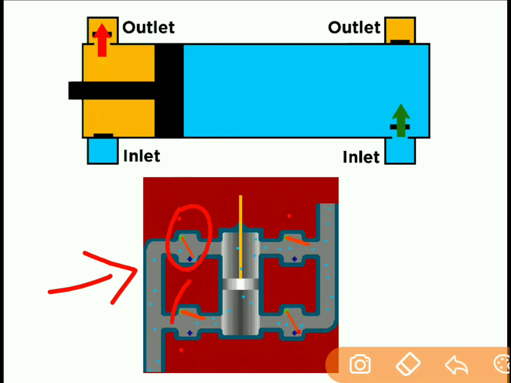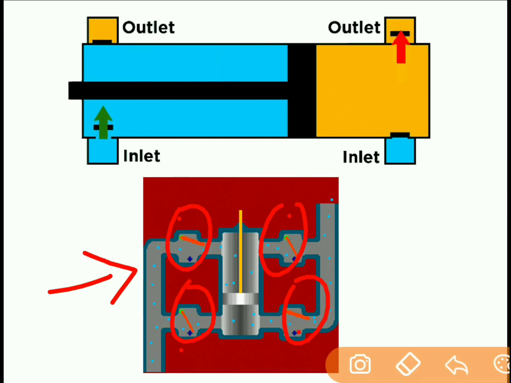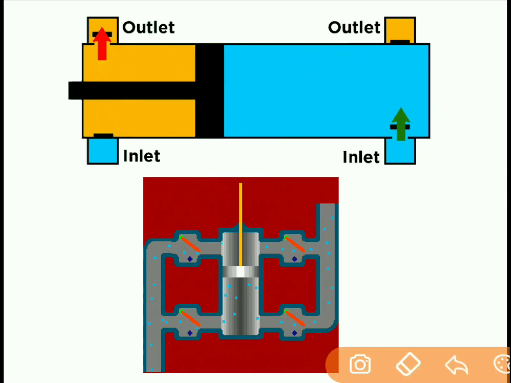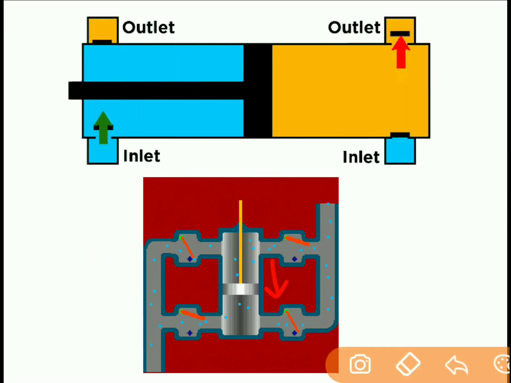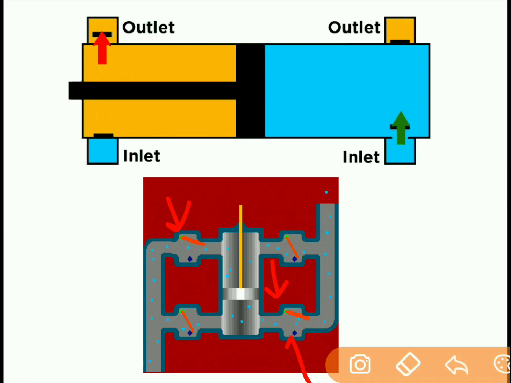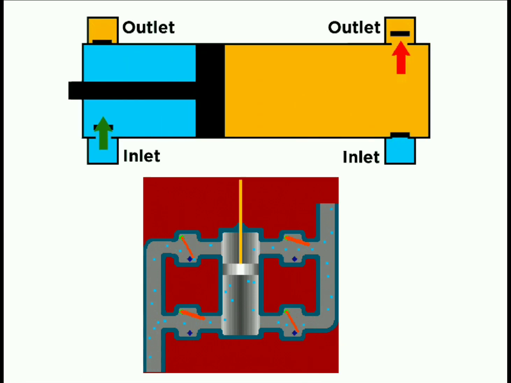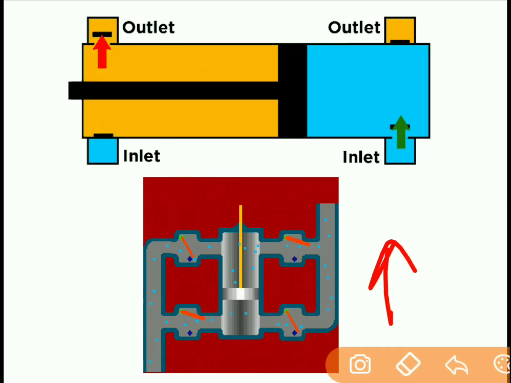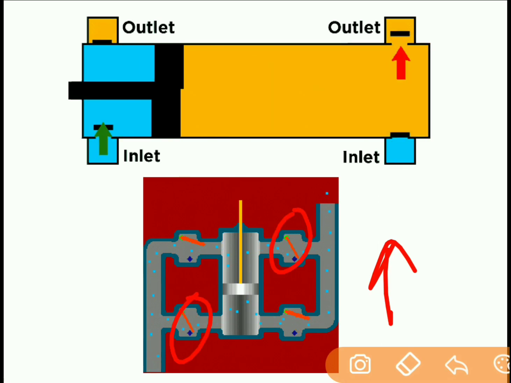This is the other animation of double acting reciprocating pump, in which there are 4 valves. These 2 are the suction valves and these 2 are the delivery valves. As the piston moves in the downward direction, this suction valve and this delivery valve will get open, and when the piston moves in the upward direction, this suction valve and this delivery valve will get open.